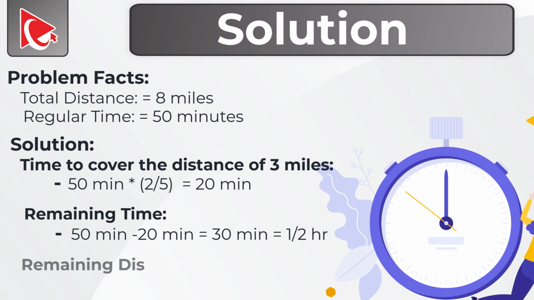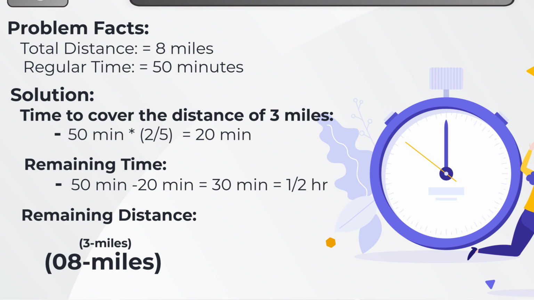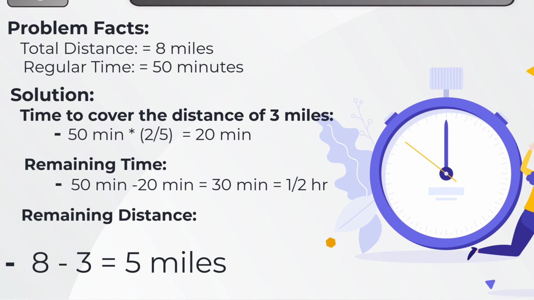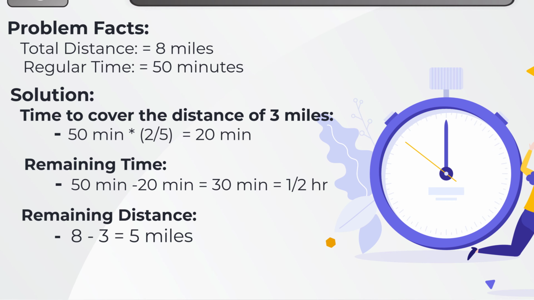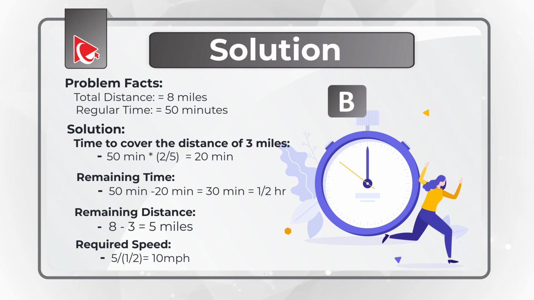Let's now calculate the remaining distance. Since she covered 3 miles and total distance is 8 miles, the remaining distance would be 8 miles minus 3 miles, which equals 5 miles. Ultimately, she would need to cover 5 miles in half an hour. To determine the speed that she needs to go with, we need to divide 5 by 0.5, and 5 divided by 0.5 equals 10. So the correct solution is choice B, 10 miles per hour.